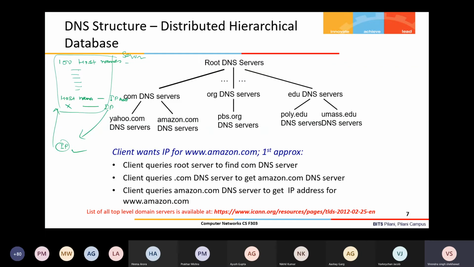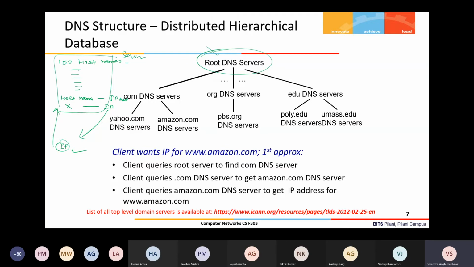Now with distribution, maintaining consistency is a problem. If any update happens, that update should go everywhere. So we need some structured way to store this information, and that structured way is something like this. There's a hierarchy of DNS servers or name servers. The servers which keep the mapping of host name to IP address, we call name servers or domain name servers.